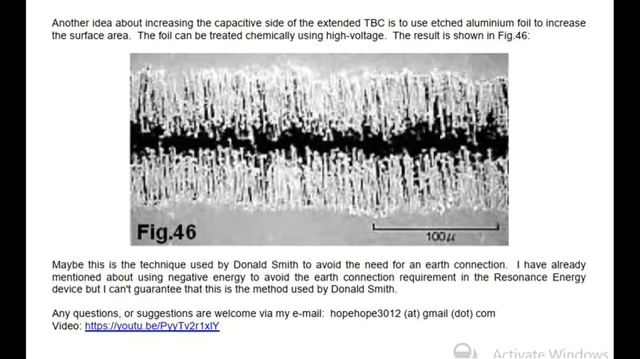Another idea about increasing the capacitive side of the extended TBC is to use etched aluminium foil to increase the surface area. The foil can be treated chemically using high voltage. The result is shown in fig 46. Maybe this is the technique used by Donald Smith to avoid the need for an earth connection. I have already mentioned using negative energy to avoid the earth connection requirement in the resonance energy device, but I can't guarantee that this is the method used by Donald Smith.